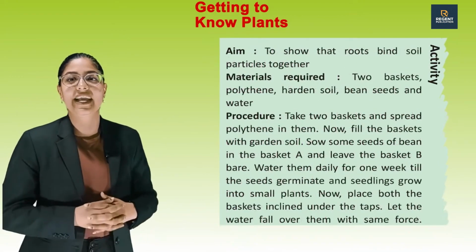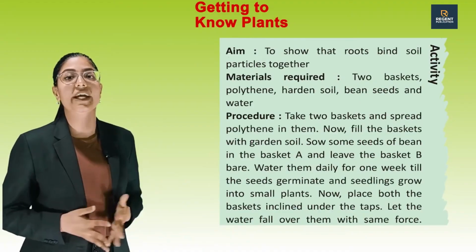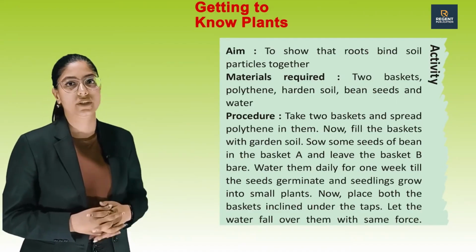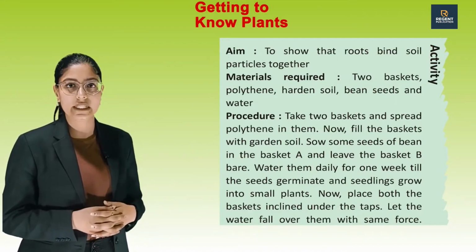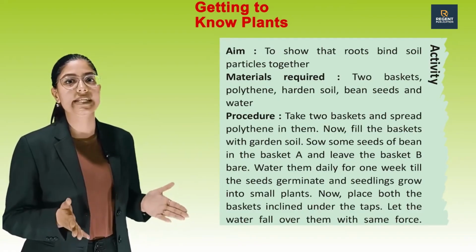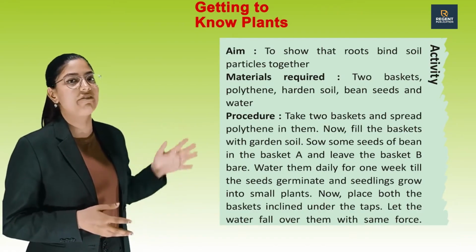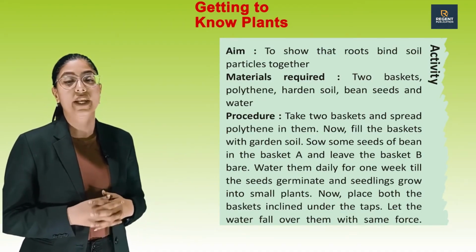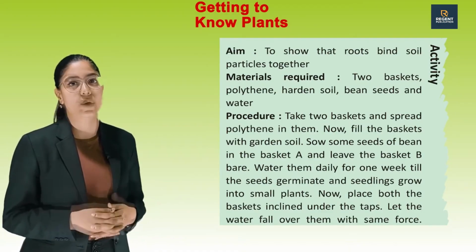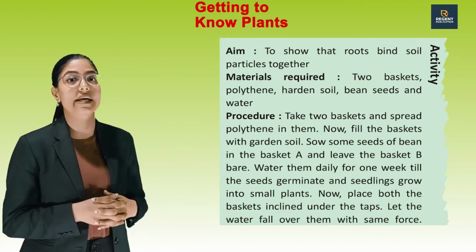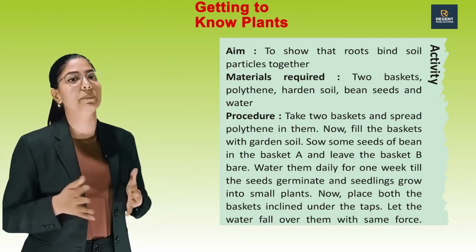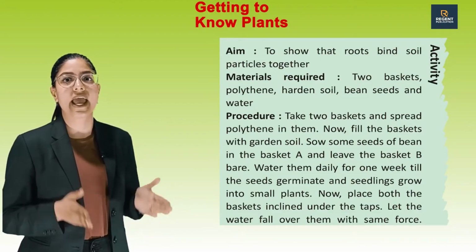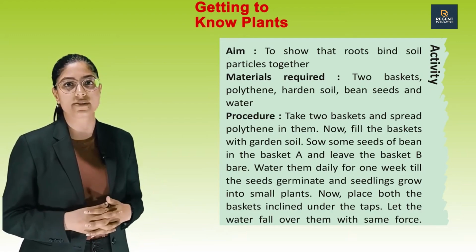Let's see another activity. Aim: to show that roots bind soil particles together. Materials required: 2 baskets, polythene, hardened soil, bean seeds and water. Procedure of activity: take 2 baskets and spread polythene in them. Now fill the basket with garden soil. Sow some seeds of bean in the basket A and leave the basket B bare. Water them daily for 1 week till the seed germinate and seedlings grow into small plants.